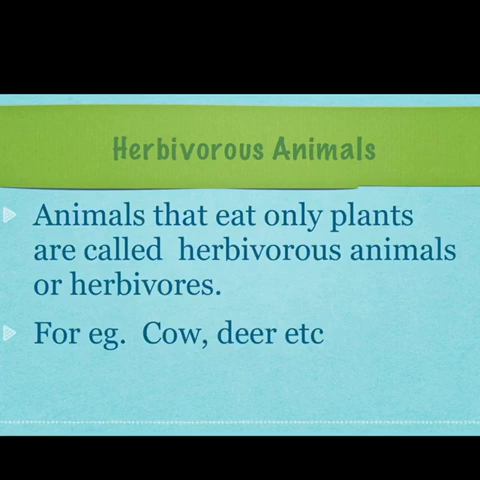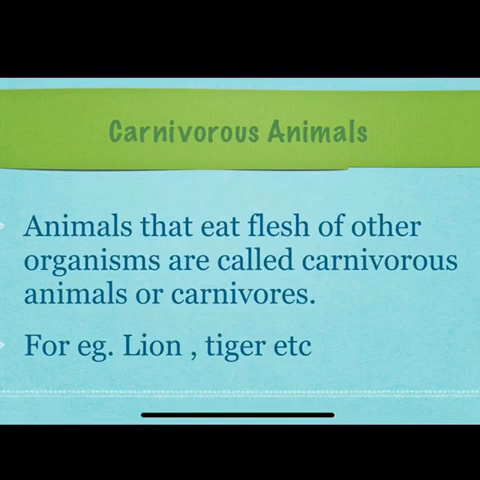First is herbivorous animals. Animals that eat only plants, mind the word only plants, are called herbivorous animals, or you can say herbivores. For example, cow, deer, etc. Second, carnivorous animals. Animals that eat flesh of other organisms are called carnivorous animals or carnivores. For example, lion, tiger, etc.